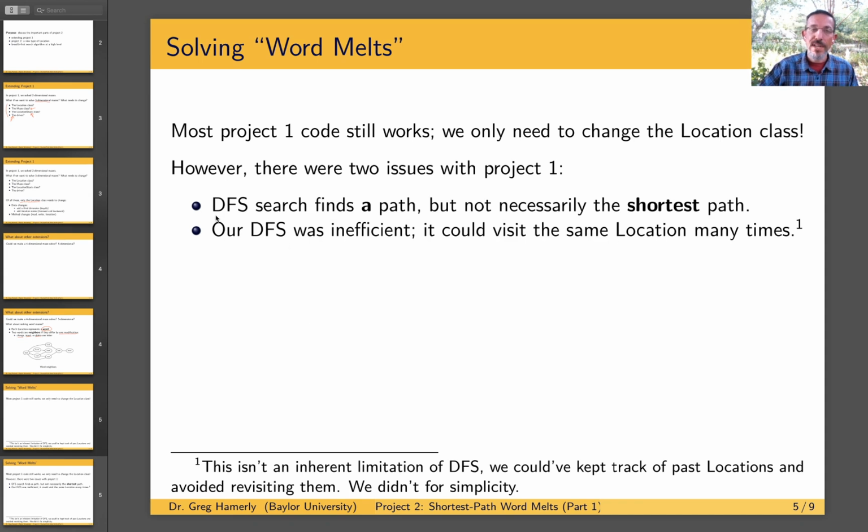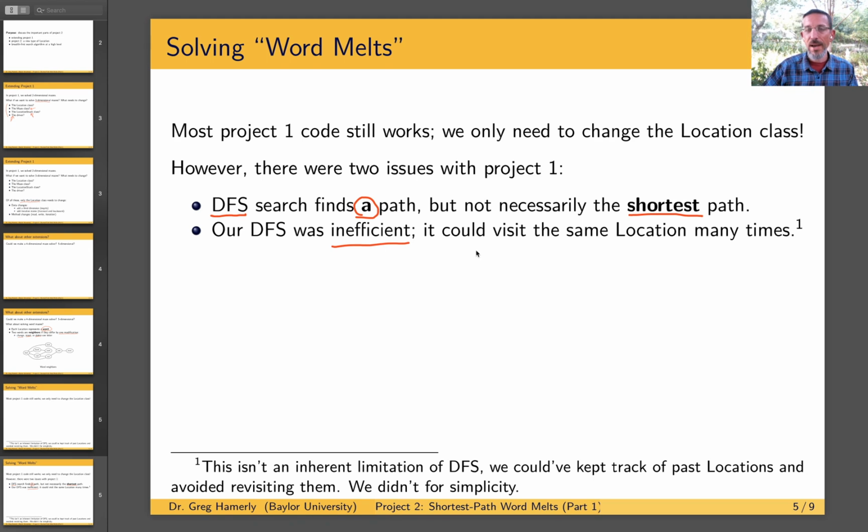Project One used depth first search, or DFS, and DFS is a great algorithm. It's a good algorithm, but it finds a path, but it does not necessarily find the shortest path between the start and the end locations, as you should have seen as you went through your testing. So that's one issue: we would like to be able to find short paths or shortest paths. And the second issue is that our implementation of DFS was inefficient.